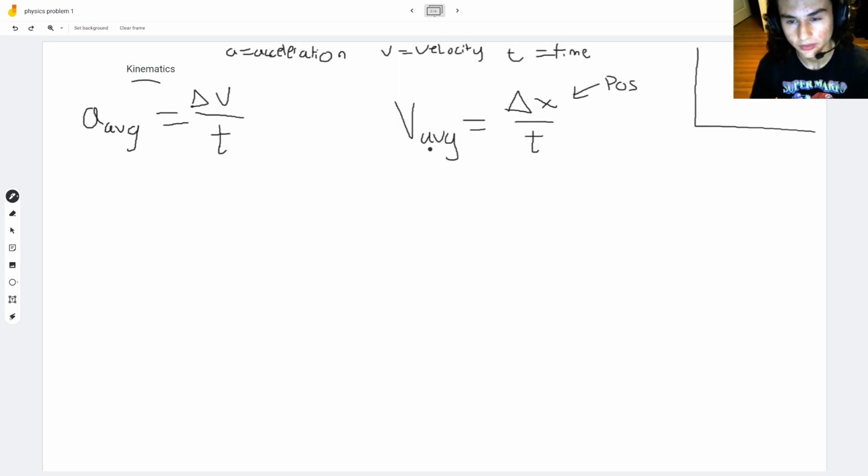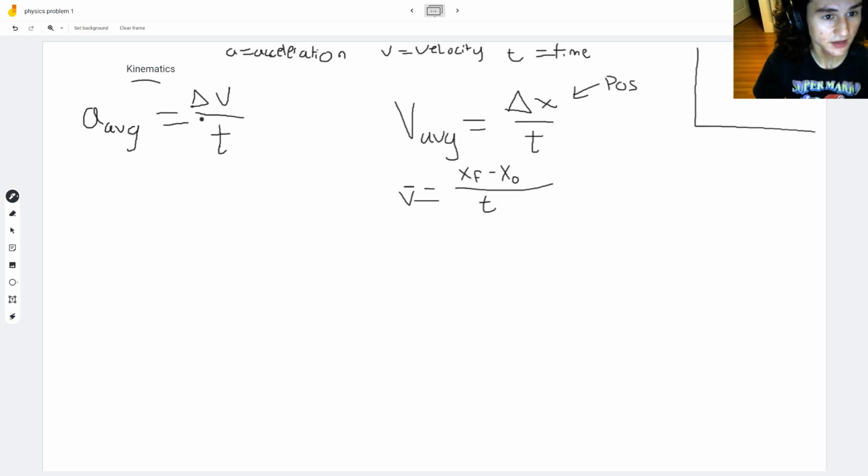I'm going to start with the average velocity. I'm going to write a bar above the v to represent average. Now we see this change in x. That's just saying x final, minus the x initial. I'm going to draw a little circle here to represent initial. That's a symbol called a knot, but that represents the initial position. And then we're going to be dividing that by t.